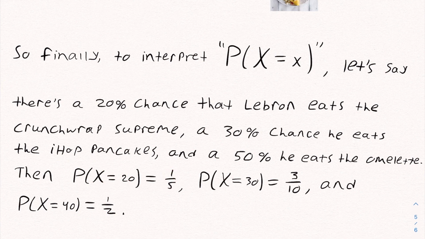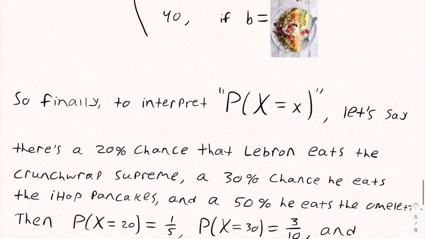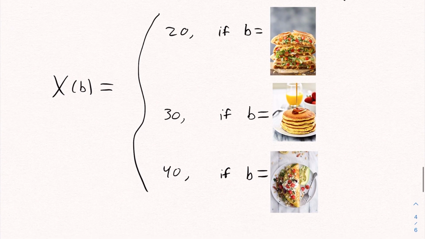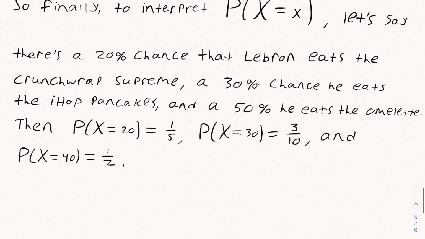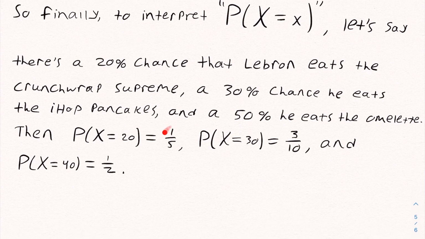And why is this? So when is x equal to 20? Well, if we look back up here, x is equal to 20 when b is equal to this input right here, right? But we're told that the probability of LeBron eating the Crunchwrap Supreme is 20%, which we can write as 1/5. Similarly, the probability that x is equal to 30 is equal to 3/10 because the probability that LeBron eats the IHOP pancakes is 30%. And likewise, we can do the same thing for the probability that x is equal to 40.